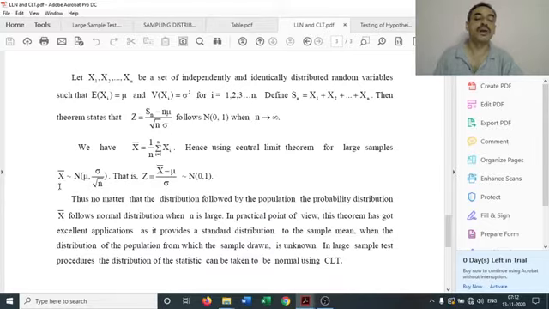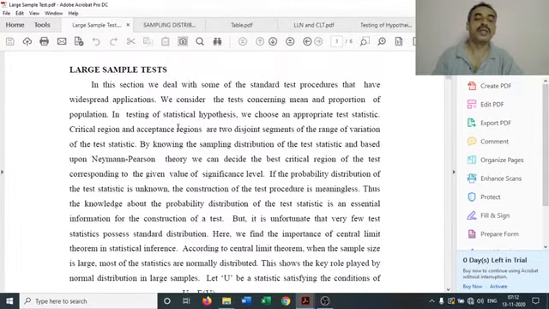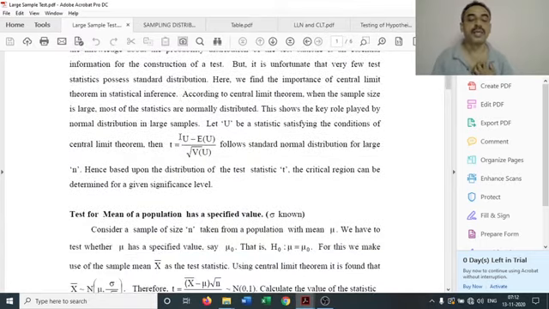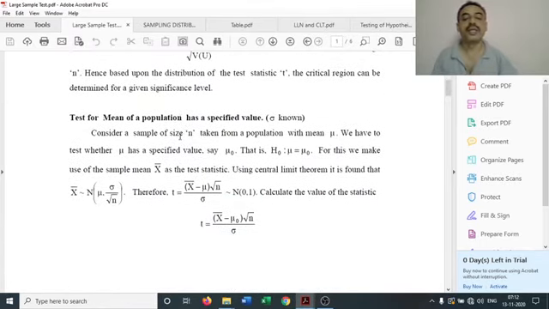So this x bar following N(mu, sigma by root n) is the statistic considered in tests for mean or proportion in large sample tests. So that's about the introduction of large sample tests. In this case, we will consider four types of test procedures: two regarding the mean of the population and the remaining two regarding the proportion of the population.